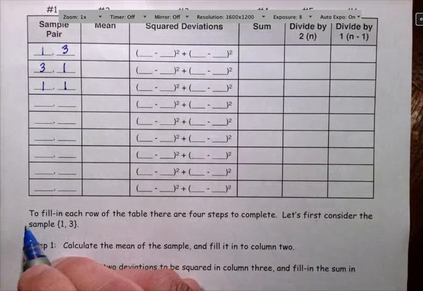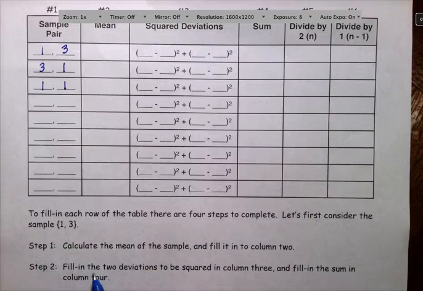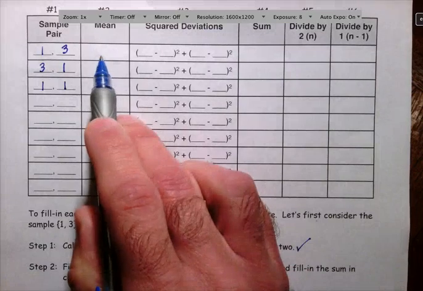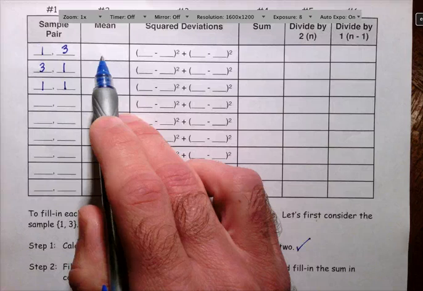and you'll get to finish the others on your own. So to complete the table, step 1, you need to calculate the mean of the sample and fill it into column 2. So these numbers are simple enough. I hope this isn't too complicated. The mean of 1 and 3, the sum is 4. Divide by 2, you get 2.